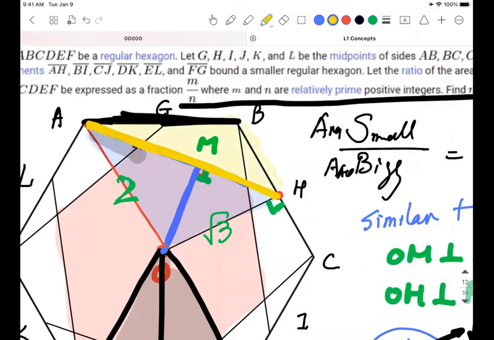We're going to use the cosine law in this yellow triangle. Why? Because here is 120 degrees. You told me this is 2, this is 1. So AH is very easy for you to determine. AH would be √7. Still, I'm going to be using the cosine.